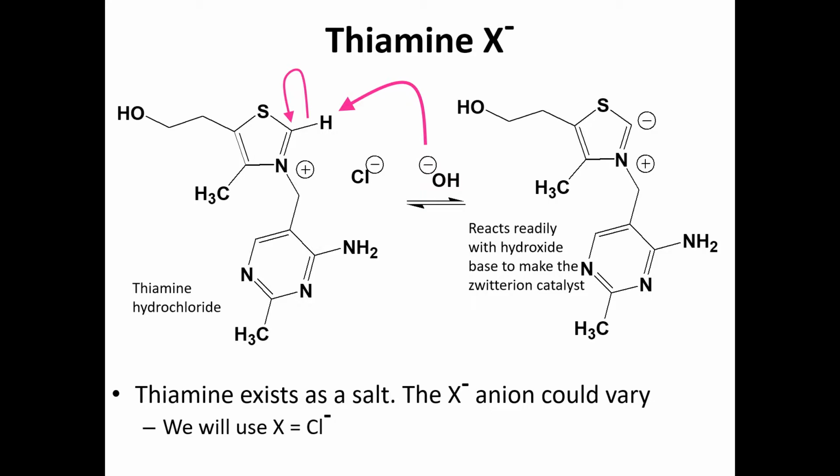So here you can see is the molecule that we'll be using. It is actually thiamine hydrochloride. So thiamine normally exists as a salt. And when we add some kind of hydroxide or a strong base, the hydroxide can deprotonate our thiamine and produce this new zwitterion catalyst. So you can see here is that negative charge that's going to be very important for our reaction.